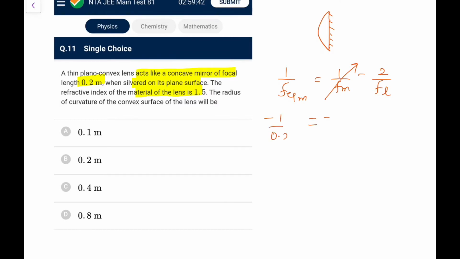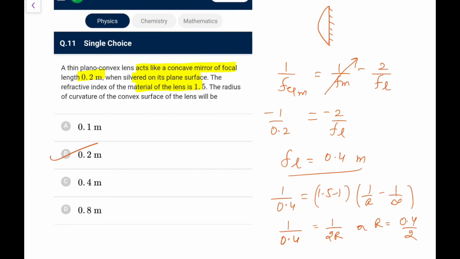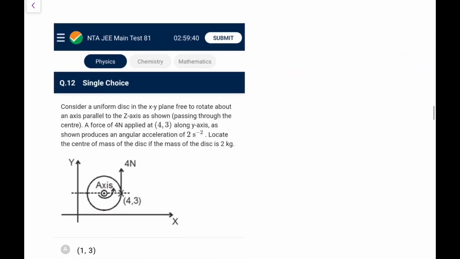So it would be minus 1 upon 0.2 is minus 2 upon f of l. So f of l comes out as 0.4, so it is 0.4 meters. So we know 1 upon 0.4 would be equal to n minus 1, 1.5 minus 1, into 1 by r minus 1 upon infinity. So what you have, 1 upon 2r, that is 1 upon 0.4. So r comes out as 0.4 upon 2, that is 0.2 meters. So the radius is going to be 0.2 meters for this particular case.